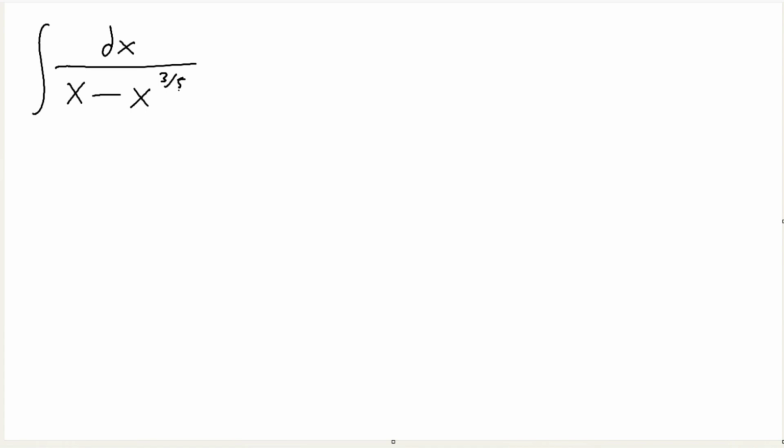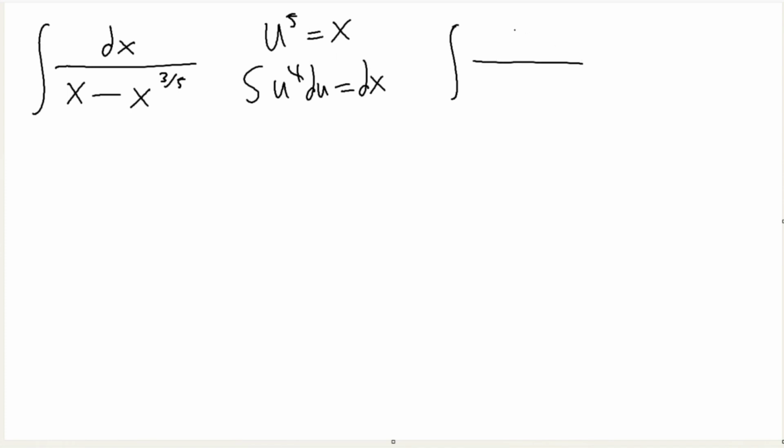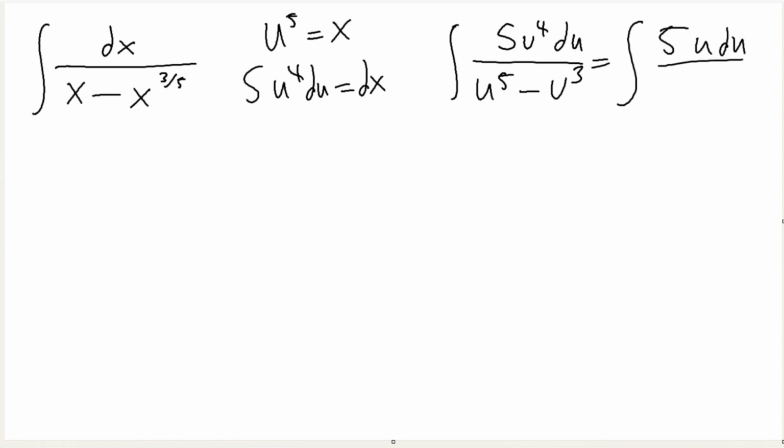Again, we have that 1/5, so we want to get rid of that. u to the power of 5 equals x. 5u4 du is equal to dx. And so now this gives us 5u4 du, u5 minus u cubed. And then we're going to simplify this further, take away u cubed. This gives us u squared minus 1.